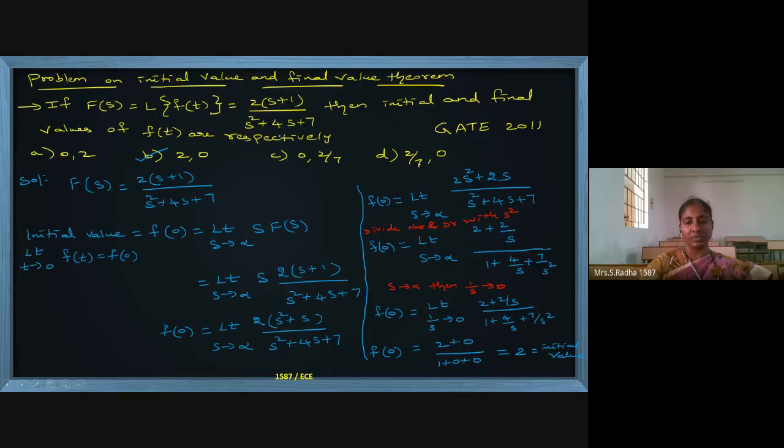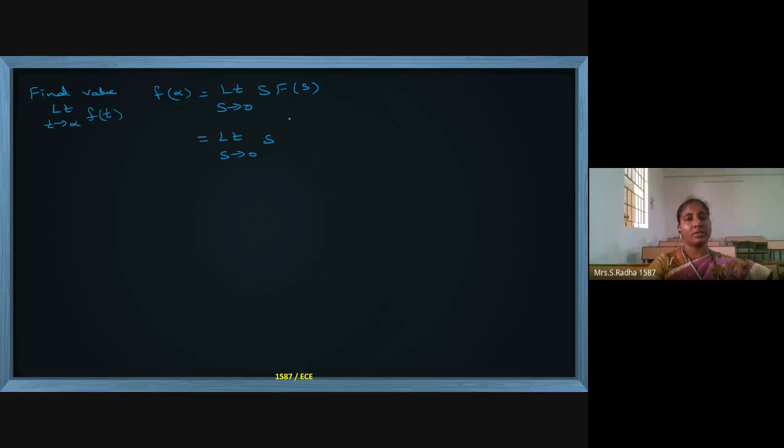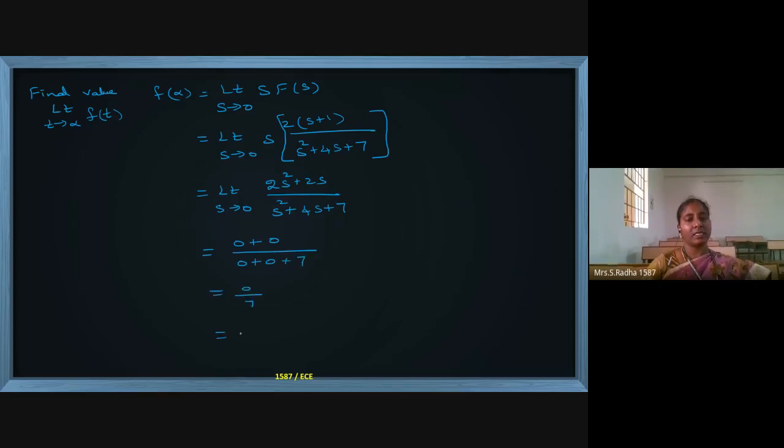Now we already know in the given question F of s is 2 into s plus 1 divided by s square plus 4s plus 7. So limit s approaches 0: the numerator is 2s square plus 2s, since s gets multiplied in the numerator, and the denominator is s square plus 4s plus 7. Substitute the limit as it is. The numerator is 0 plus 0, the denominator is 0 plus 0 plus 7. It is 0 by 7, and it is 0.